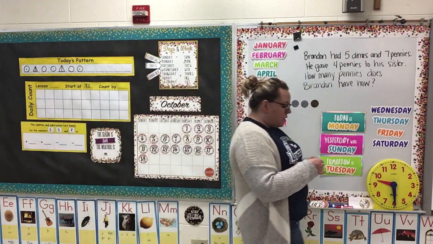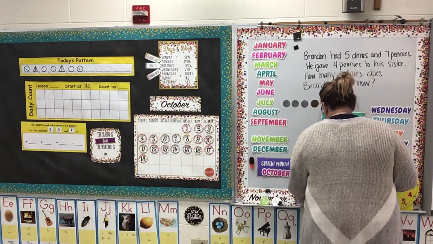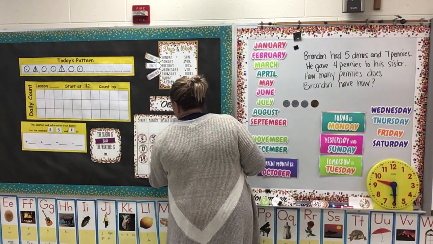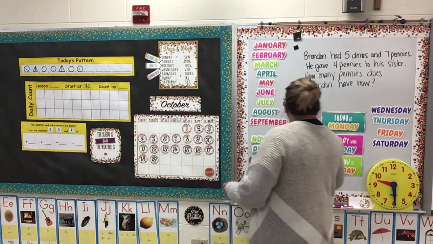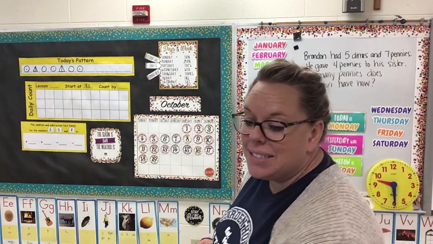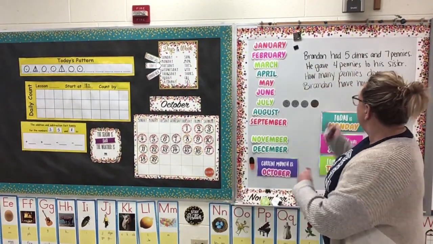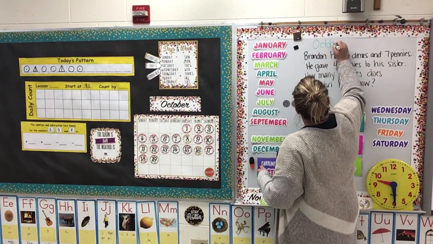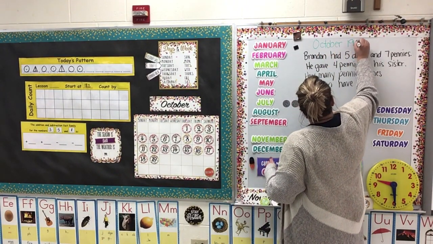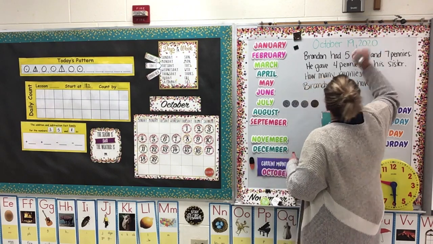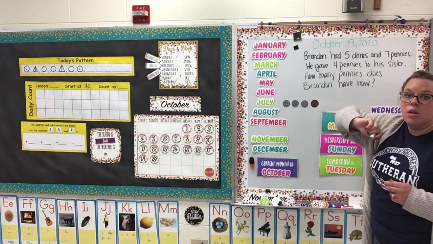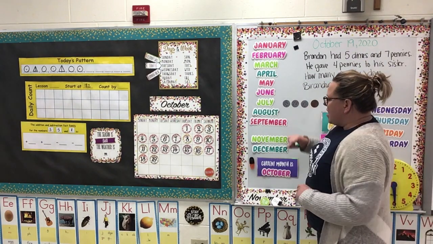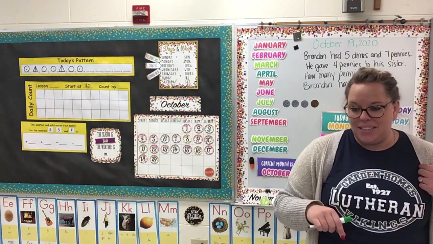And if yesterday was the 18th, what does that mean for today? If yesterday was the 18th, today is the 19th, right? So how am I going to write my date? Today's date is October 19th, 2020.